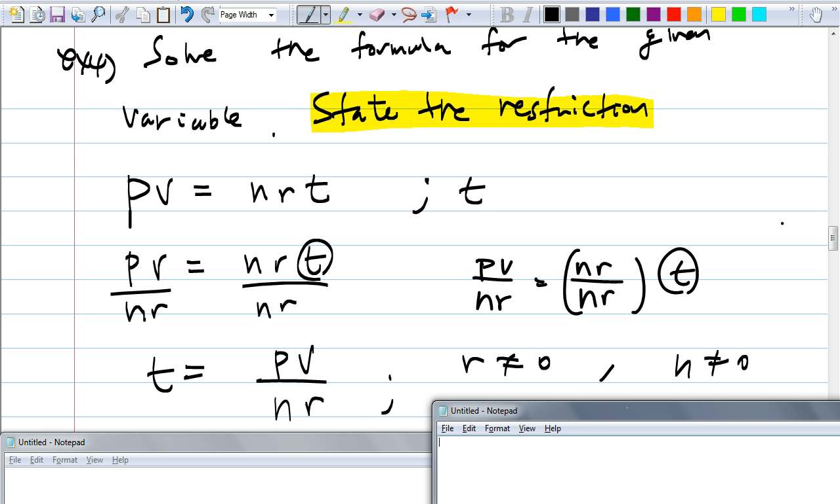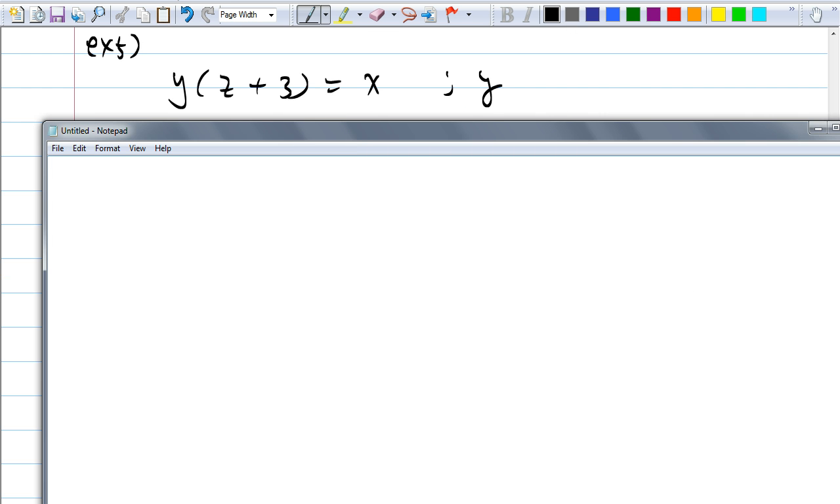Let's see if we can understand this. Try this example 5. It says y times (z plus 3) equals x. Solve for y, because I have a semicolon in y. That's what it means. Go ahead, solve for y, and of course write down the restriction. From now on, if there's a restriction, you need to write it out, okay?